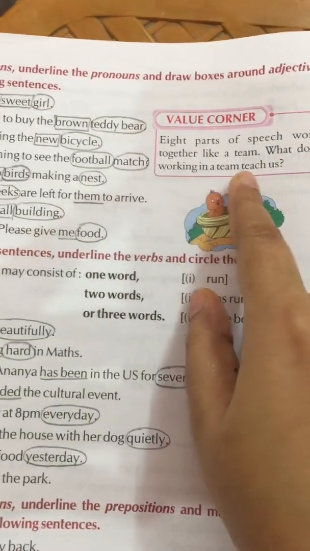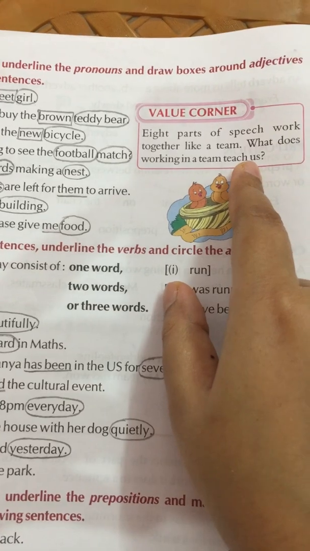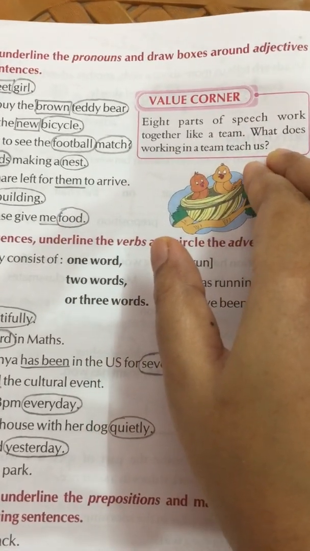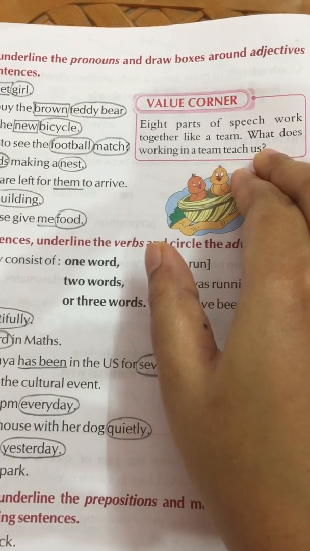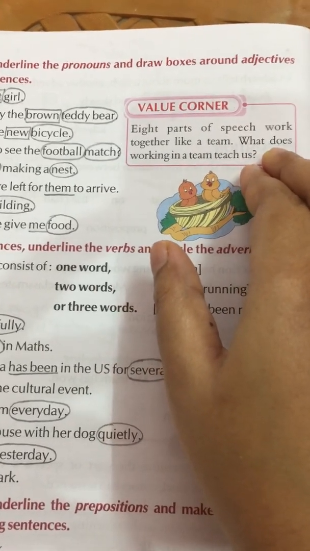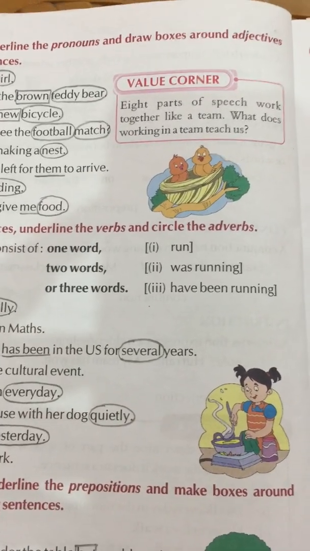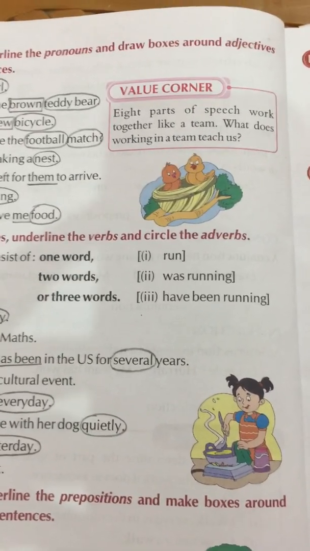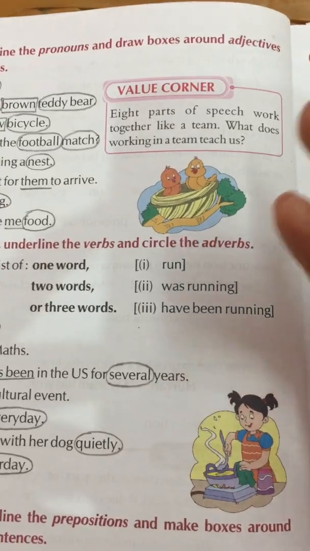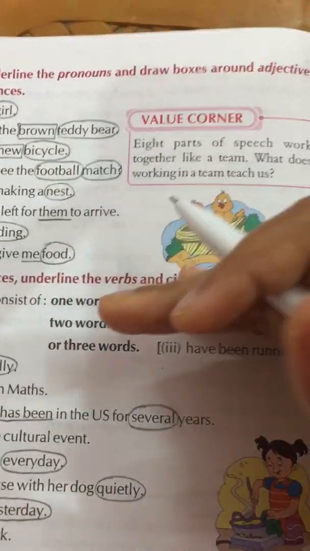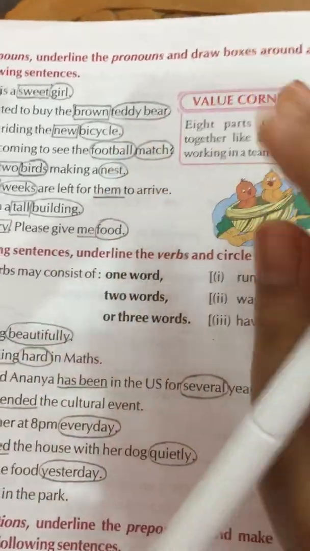So what does working in a team teach us? Working in a team teaches unity. It teaches us unity. If we are in a team, we can do the work properly. We can do good work if we are in a team. Alright, I hope you have understood this part.